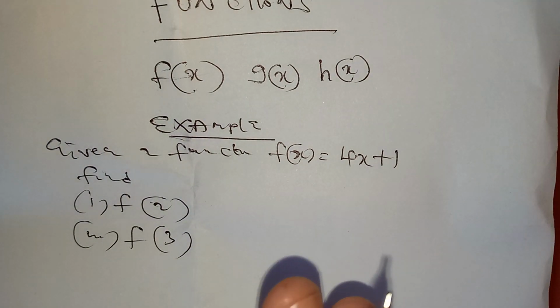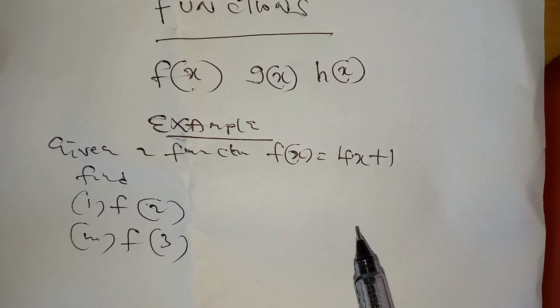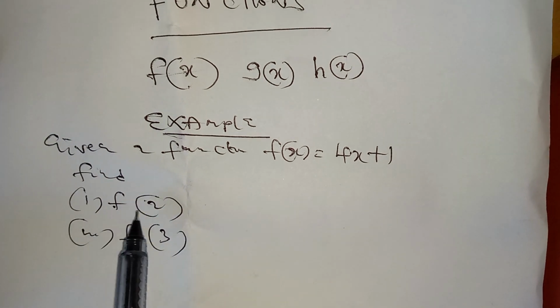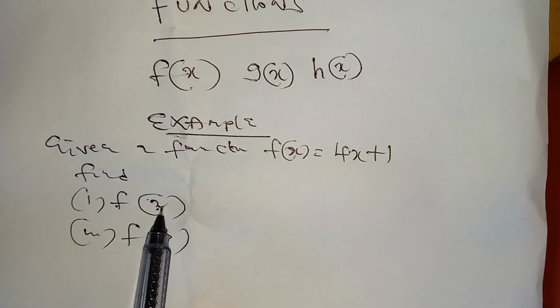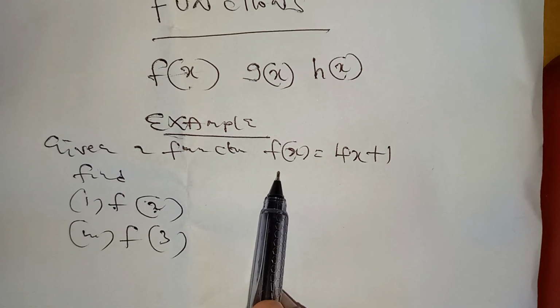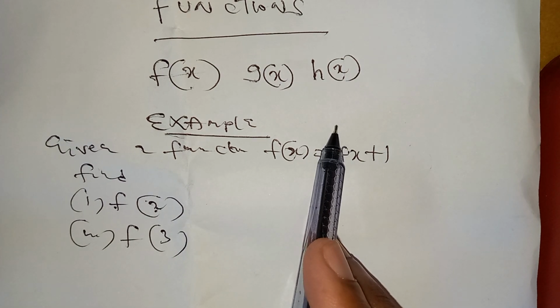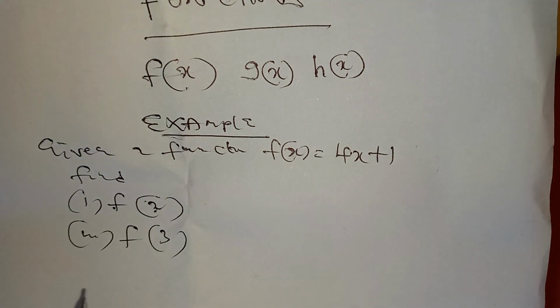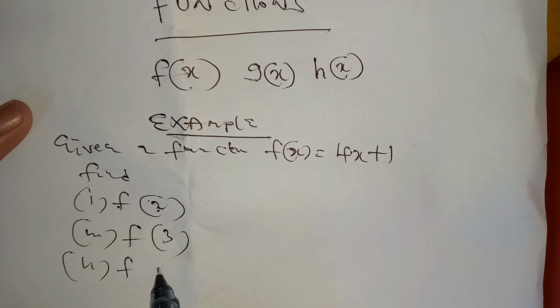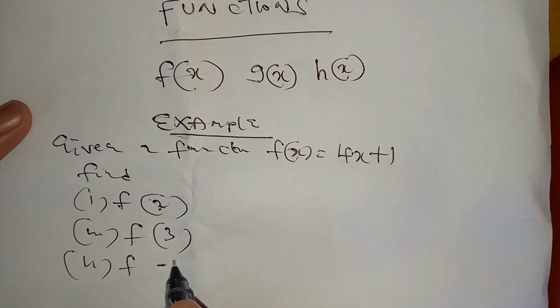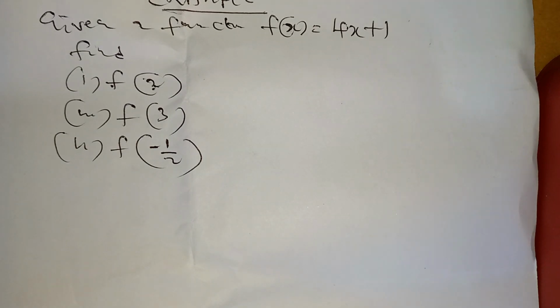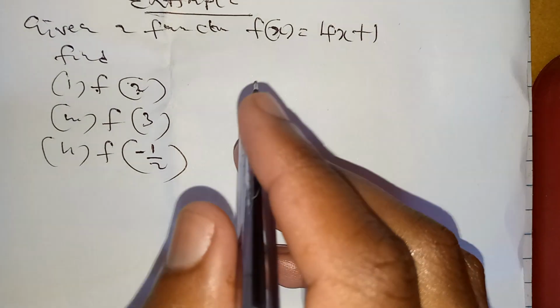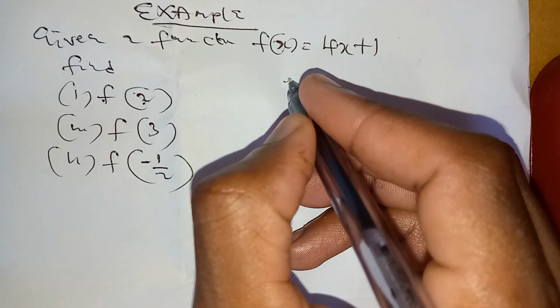For the first one, where we're having f of 2, that just means where we're having x, we're going to substitute 2 in this function. Those are the types of questions you're going to find. Sometimes they could even add a negative, maybe negative half, like f of negative half. So this is the first type of questions that we are going to meet. Now, how are we going to solve that? The solution.